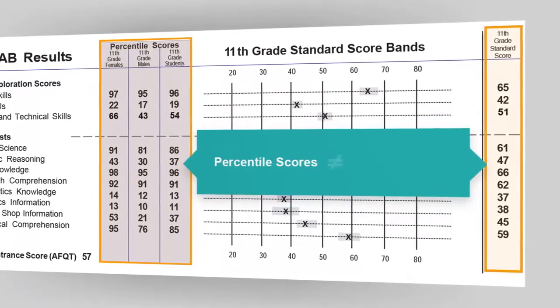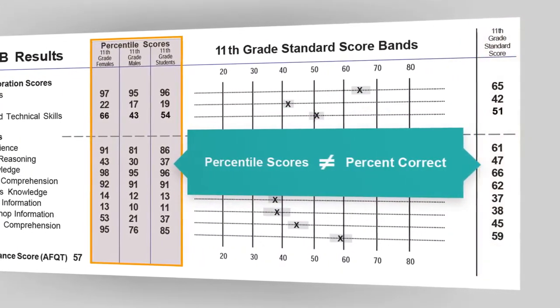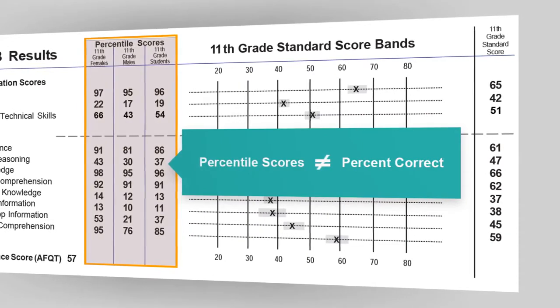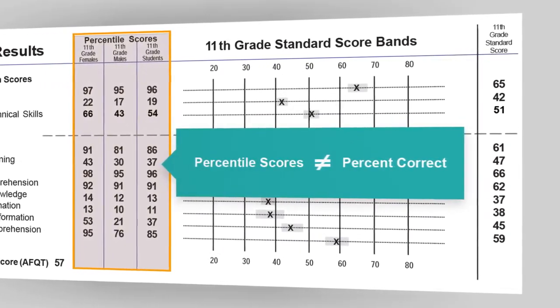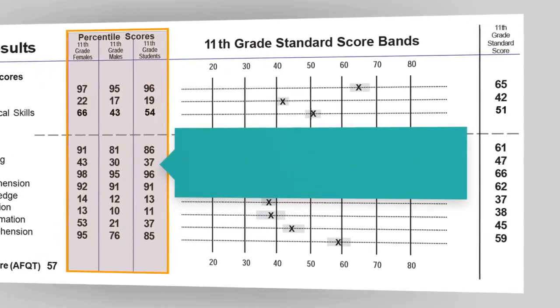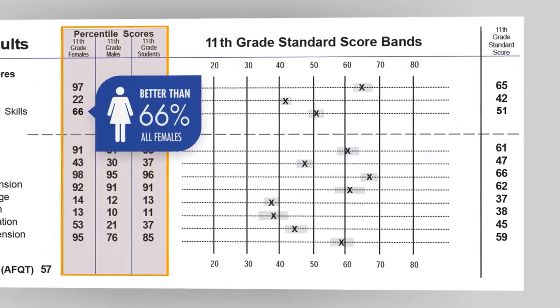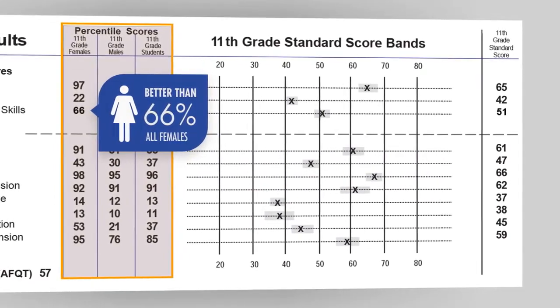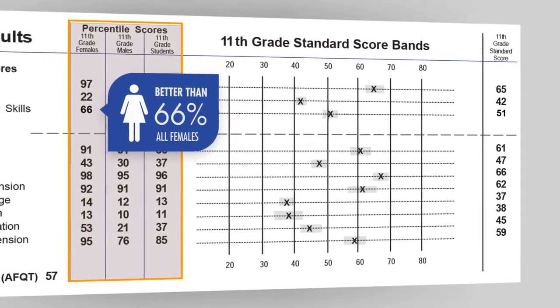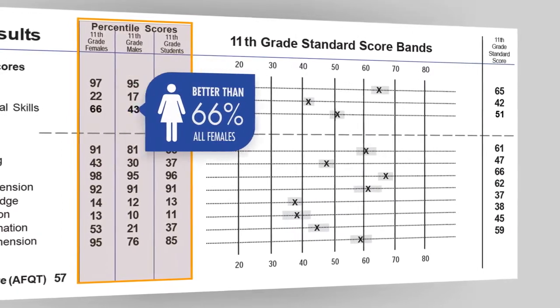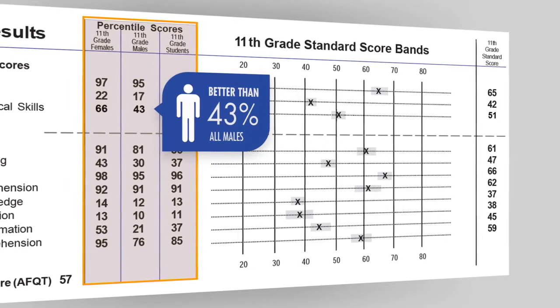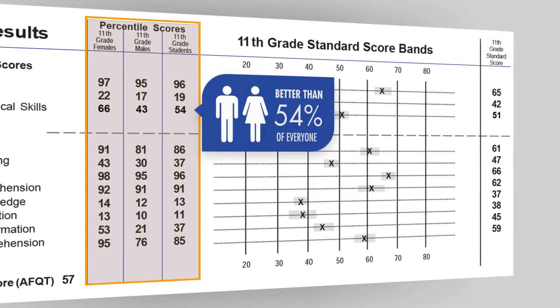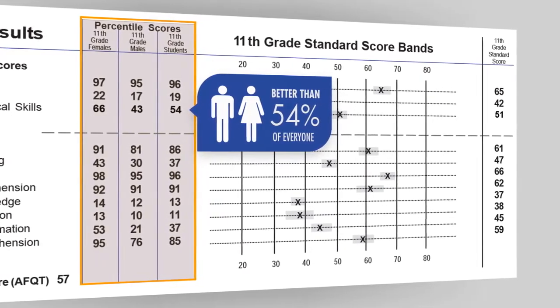Percentile scores are not the same as percent correct. Percentile scores show how well you did in relation to others in your same grade and others of the same or opposite gender. Let's say this test sheet shows a female's test scores. In science and technical skills, she scored as well as or better than 66% of all 11th grade females who took this test. She scored as well as or better than 43% of all 11th grade males who took this test. Finally, she scored as well as or better than 54% of all 11th graders who took this test.